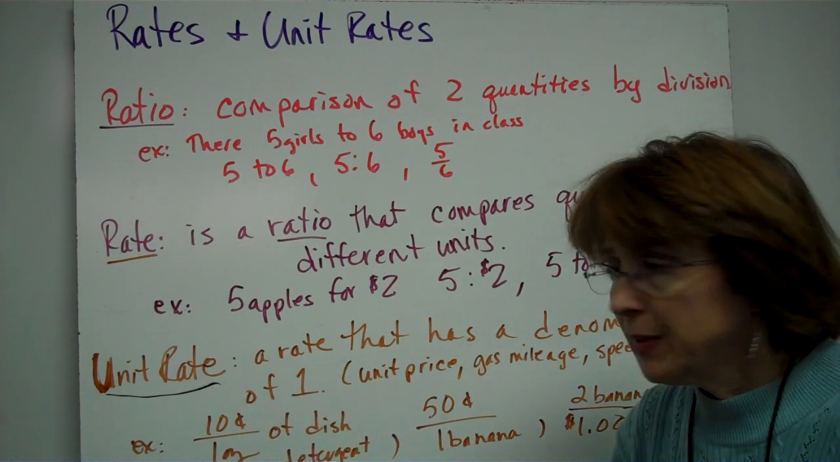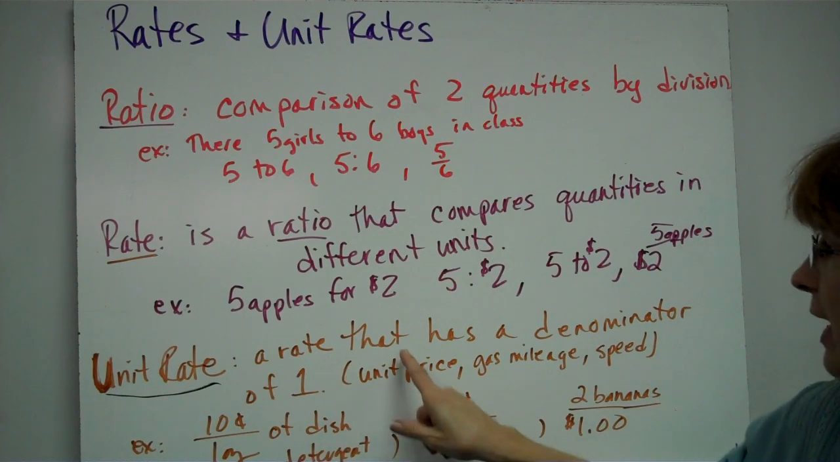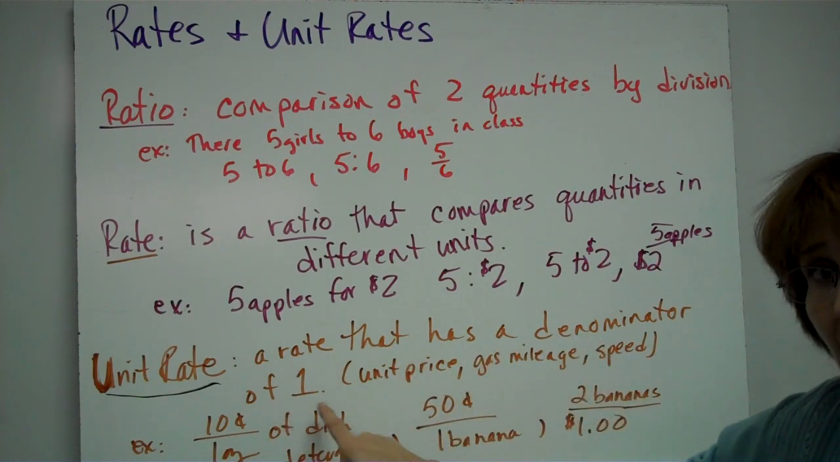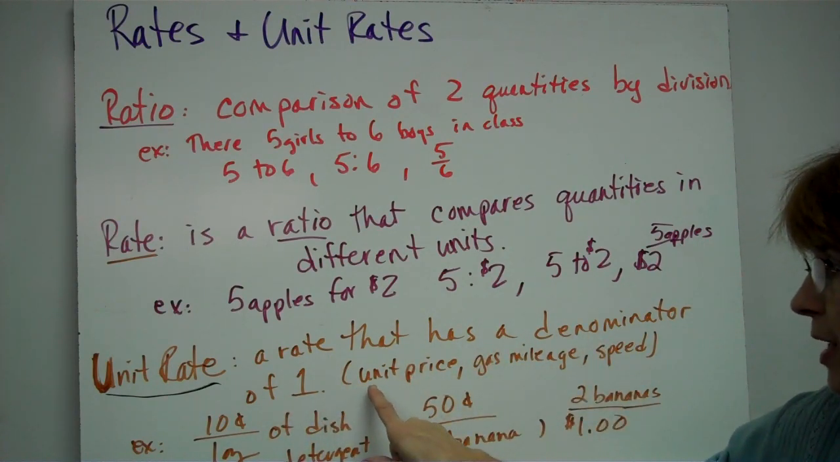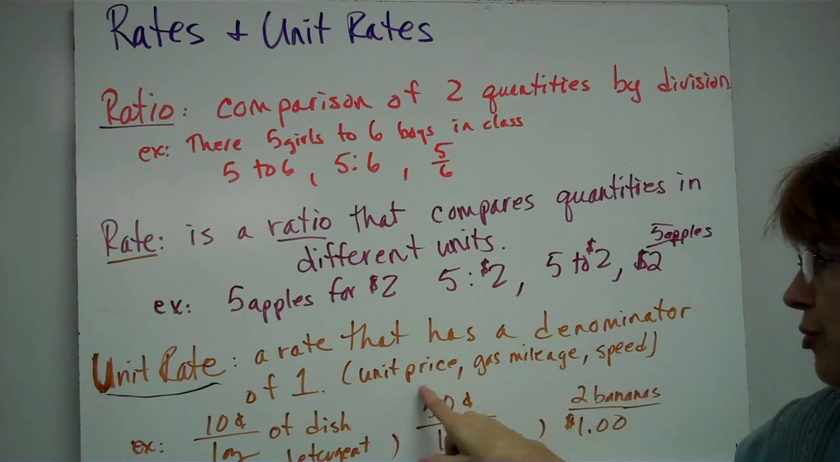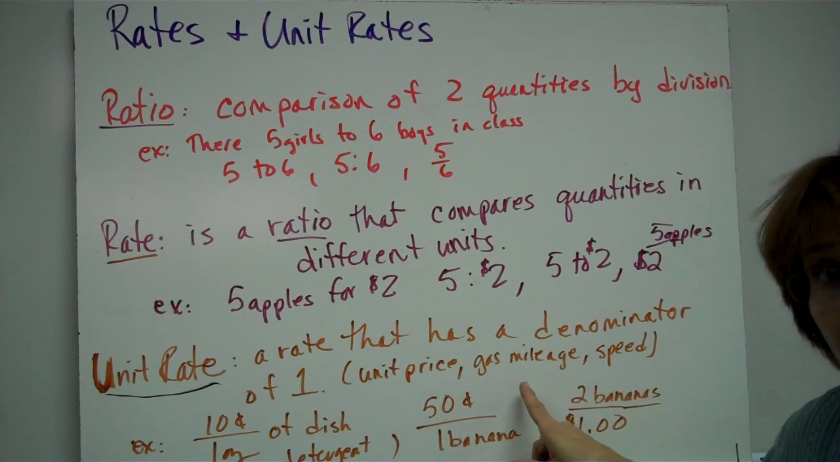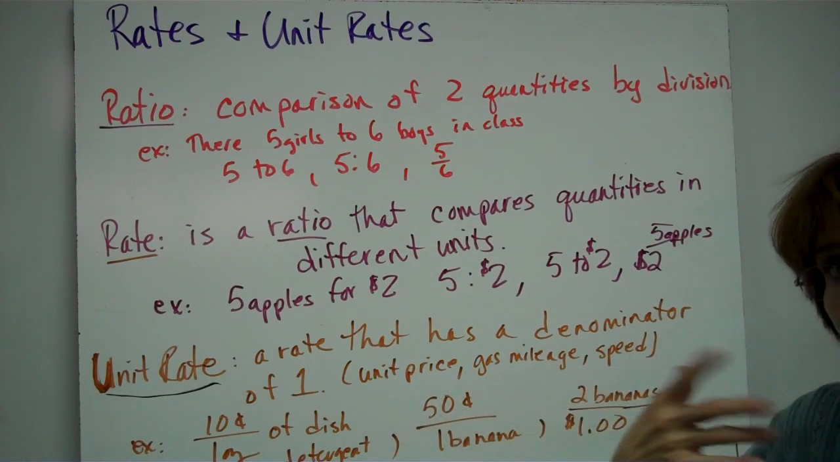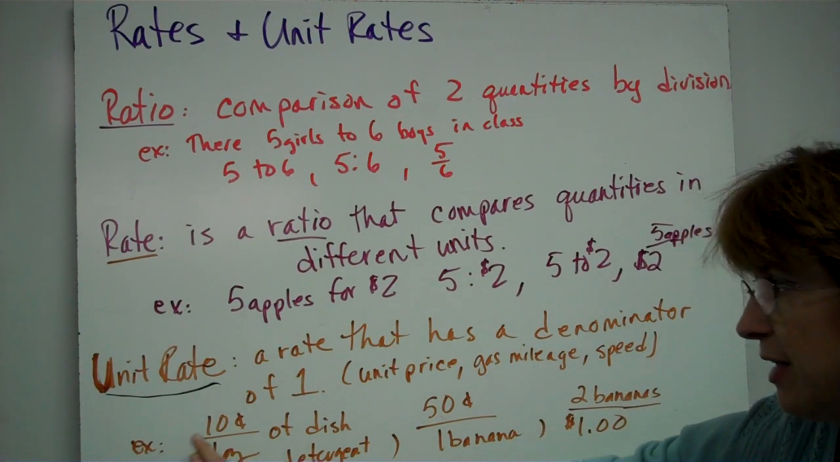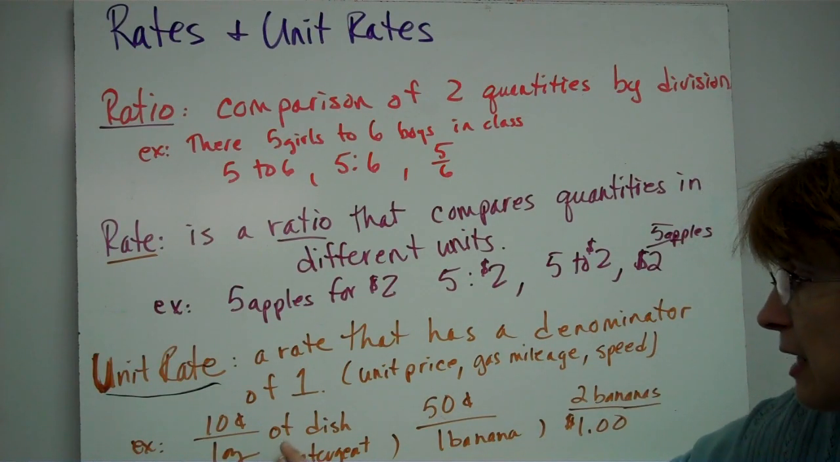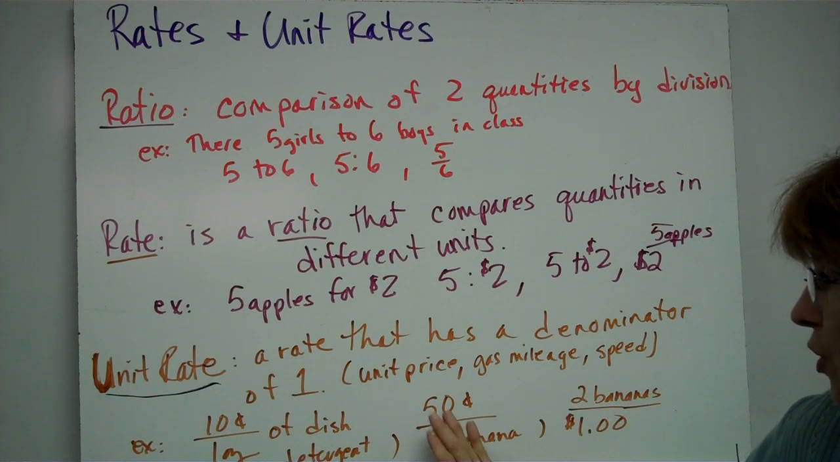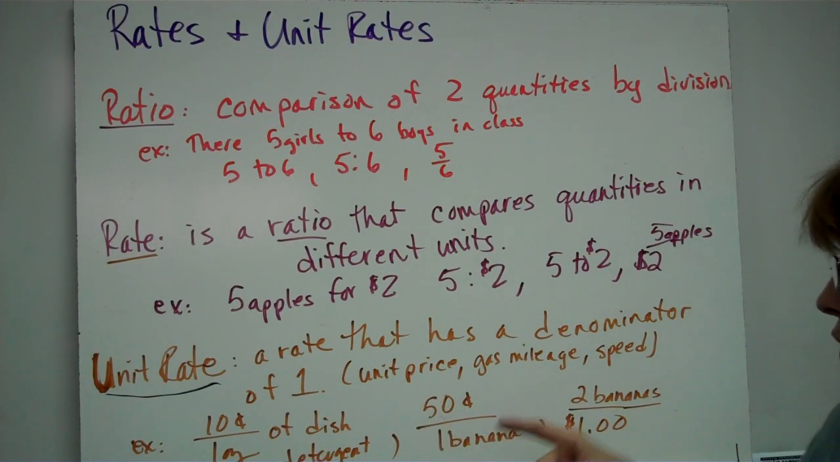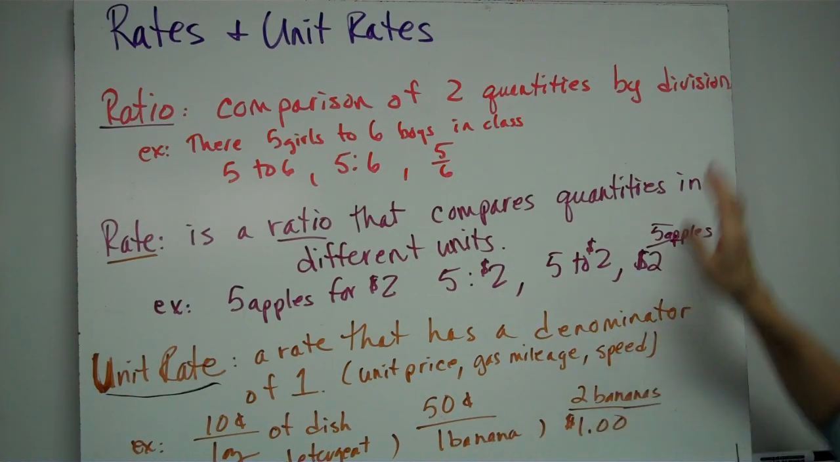Okay, a unit rate is a rate that has a denominator of 1. You have to have 1 in the bottom. For example, you do this all the time: unit price, gas mileage, how many miles per gallon, or speed, how many miles per hour. An example of this is 10 cents for 1 ounce, say, of dish detergent, or 50 cents for a banana, or you could go, well, how many bananas can I get for $1? See, there are different ways of putting whatever on the bottom, but 1 has to be on the bottom.